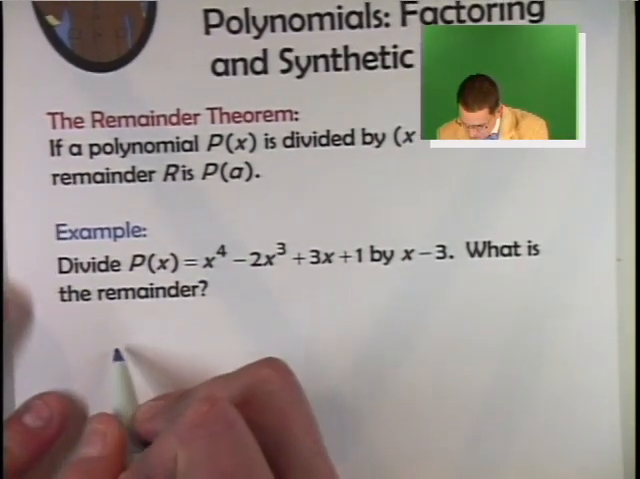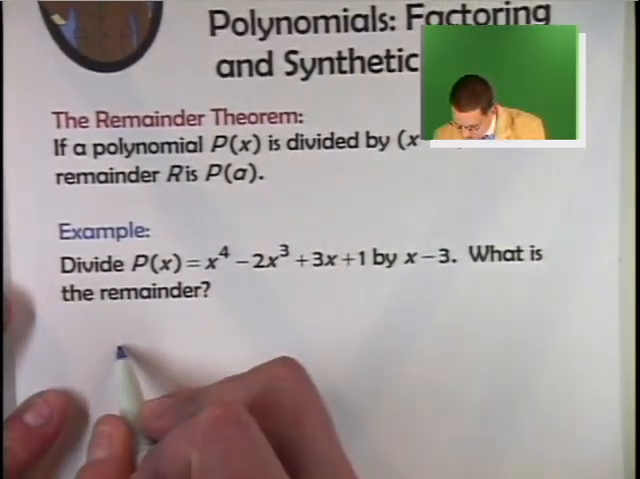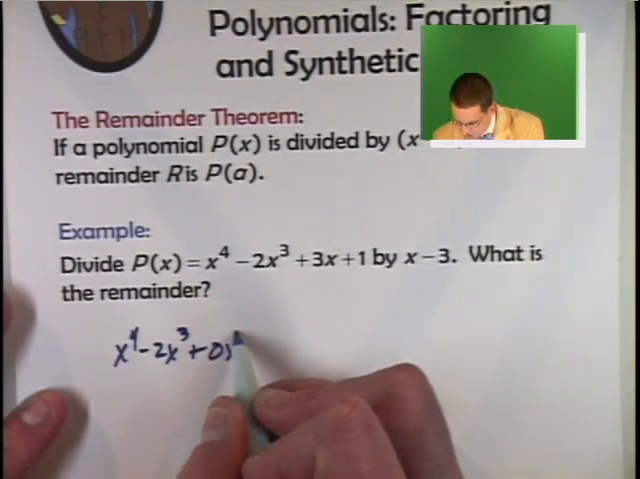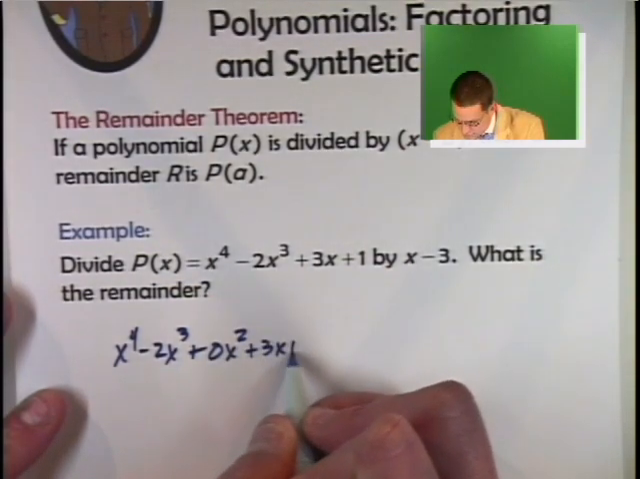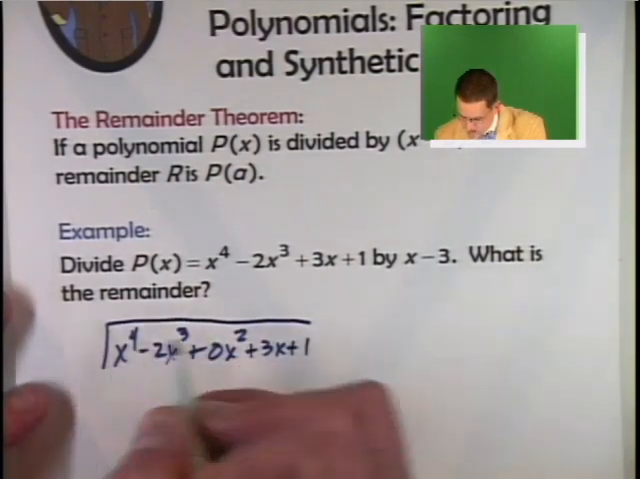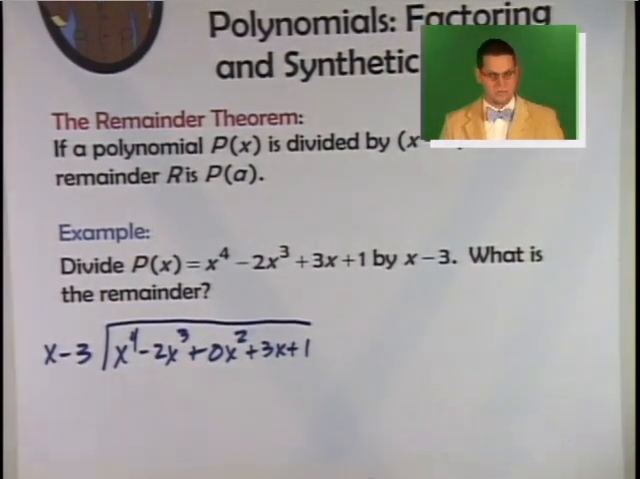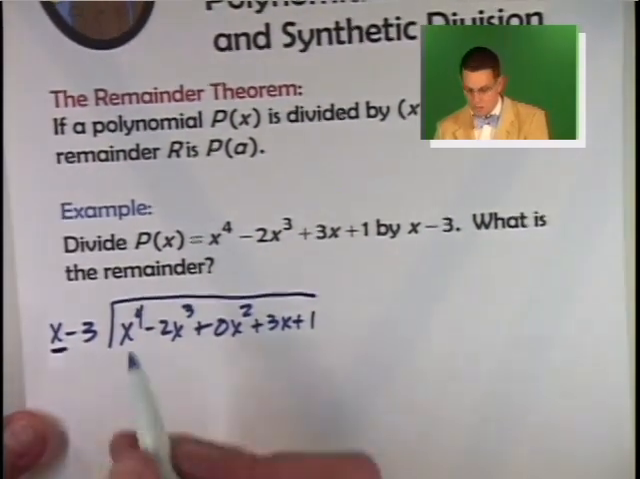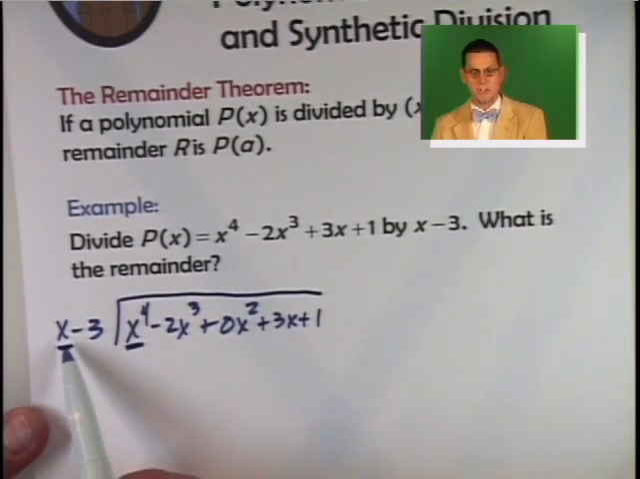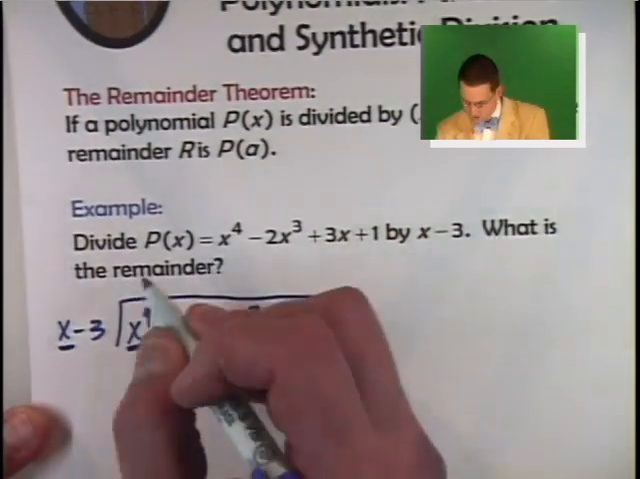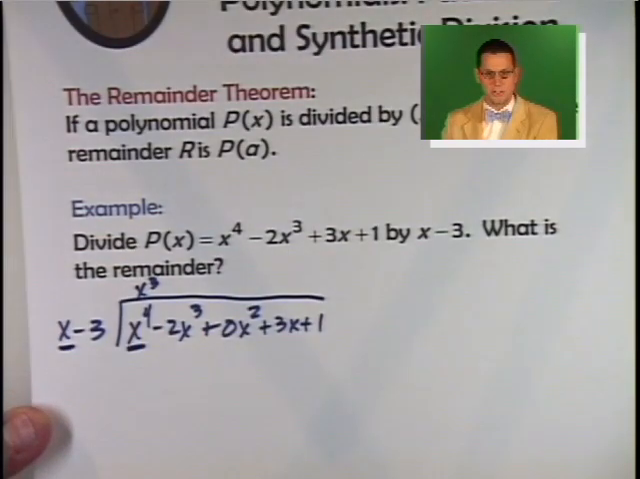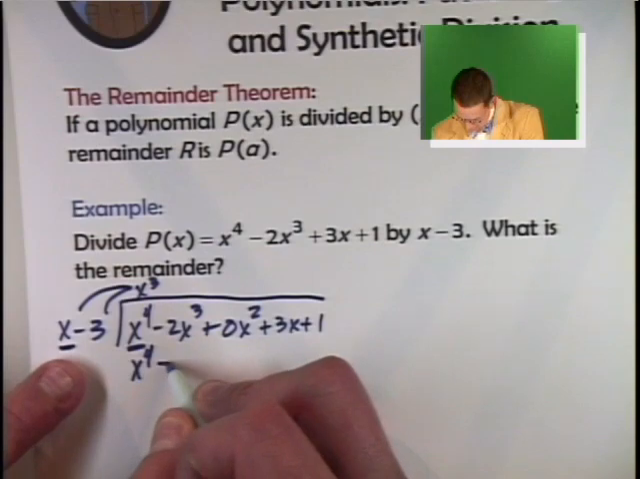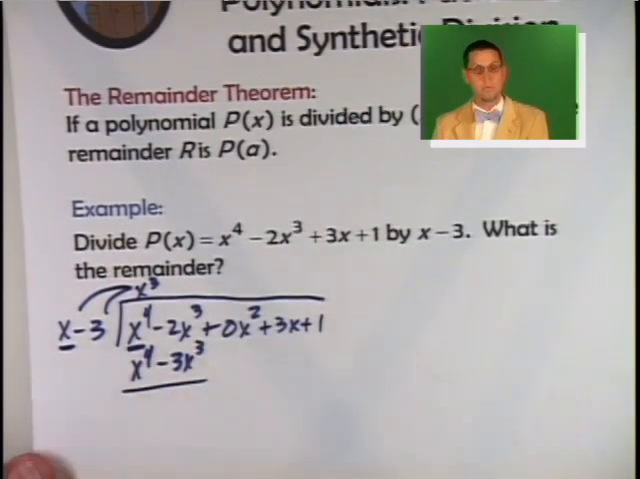If you're going to do long division, what you want to do is take your dividend, x to the fourth minus 2x cubed. There's no x squared term, so I'm going to put plus 0x squared plus 3x plus 1. And then we're dividing it by x minus 3, which is our divisor. Okay, now this is long division of polynomials. You look at the first term in your divisor and the first term in the dividend, and you say x goes into x to the fourth, x cubed times. And that's going to become your quotient. So we write it up there. Now we'll distribute from on high, and we get x to the fourth minus 3x cubed. And then the all-important step is to subtract.